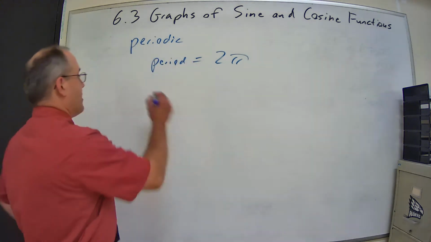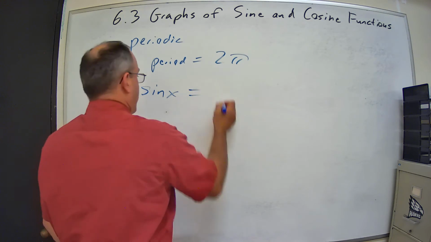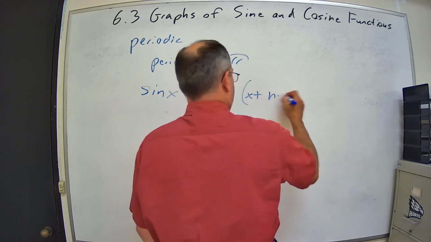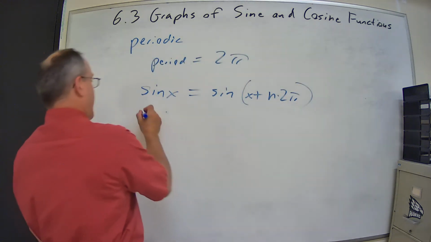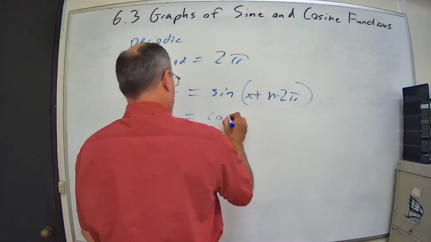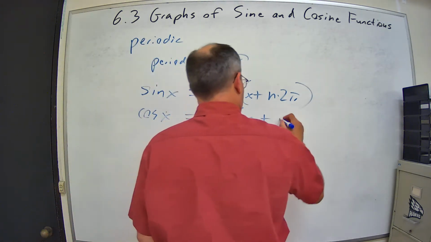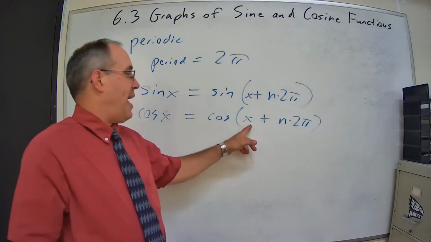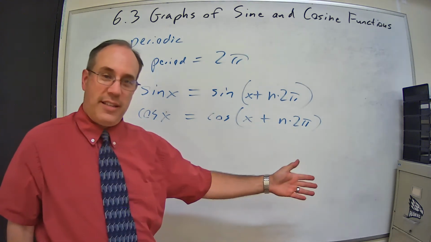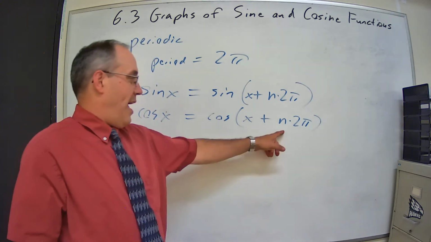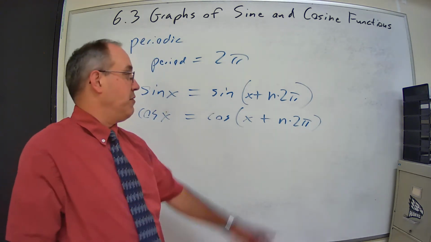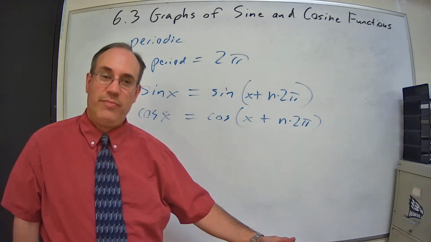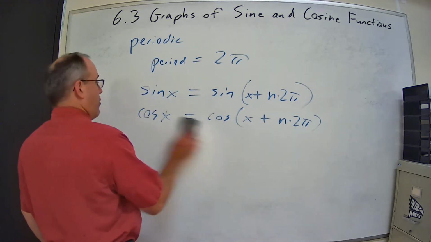So you can really say that sine x is equal to sine of x plus n times 2 pi, and cosine of x is equal to cosine of x plus n times 2 pi. So if we take x and we add 2 pi to it, we end up back in the same spot. If we add another 2 pi to it, n being an integer, I should specify that, then every 2 pi we're back at the same spot in the cycle. Thus we have a periodic function.